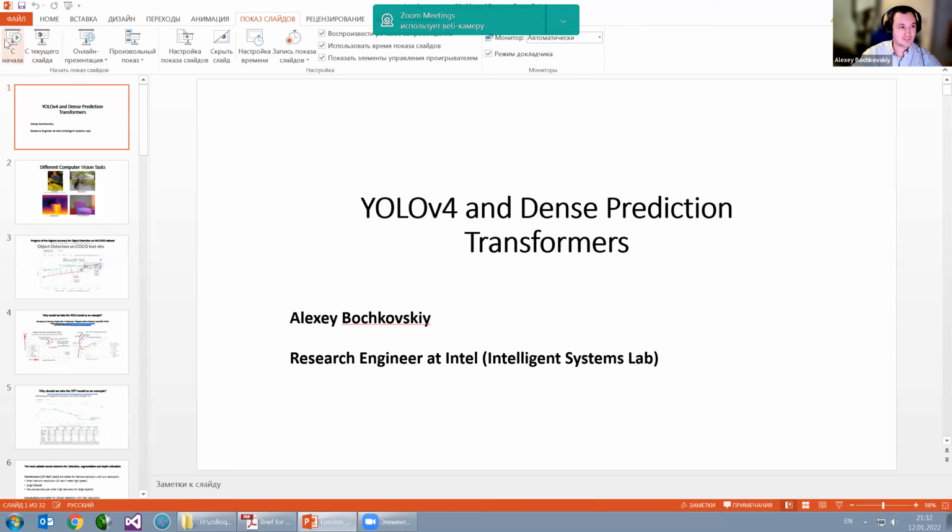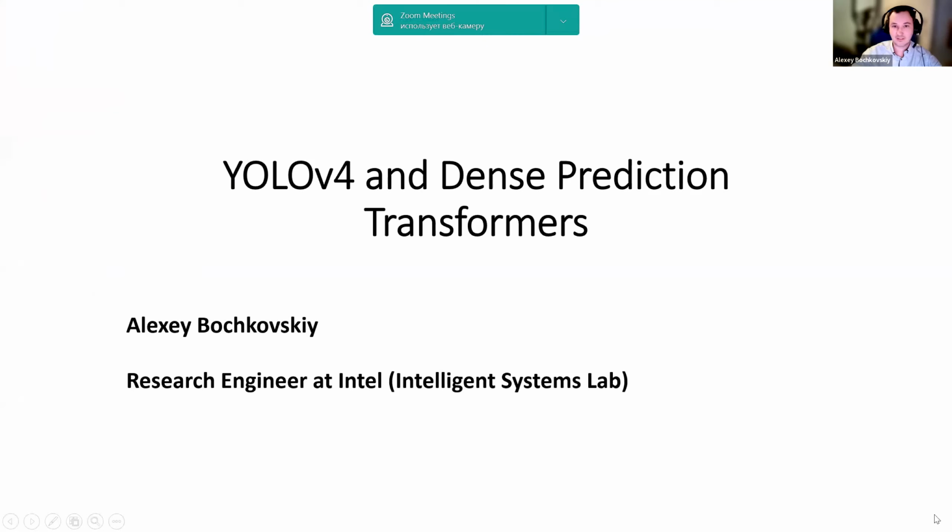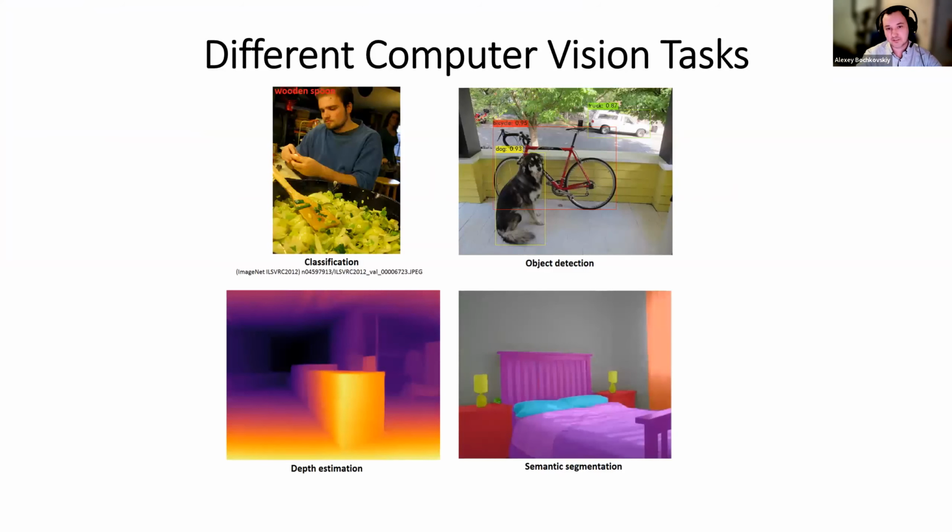Hi everyone, my name is Alexey Bochkovskiy, and let's start. I want to talk about YOLOv4 and DPT, that's dense prediction transformers, and neural networks for different computer vision tasks. There are at least 4 computer vision tasks like classification, object detection, depth estimation, and semantic segmentation.